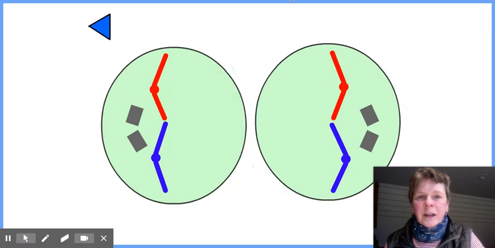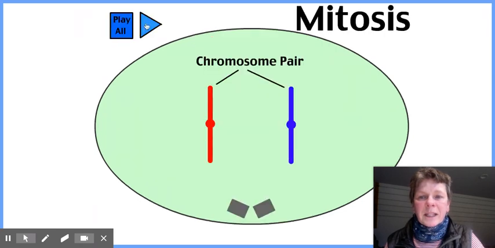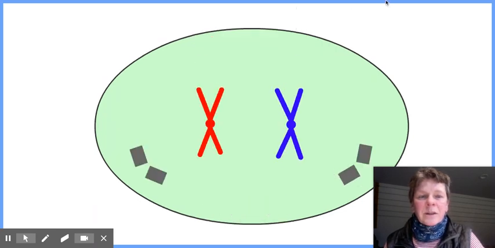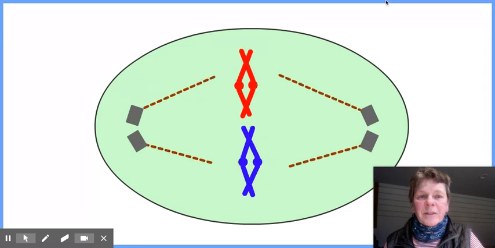So just a quick overview. We go from having one cell to two perfect identical daughter cells.